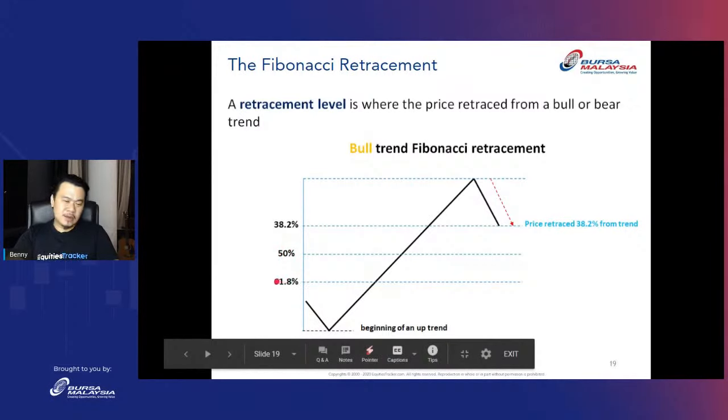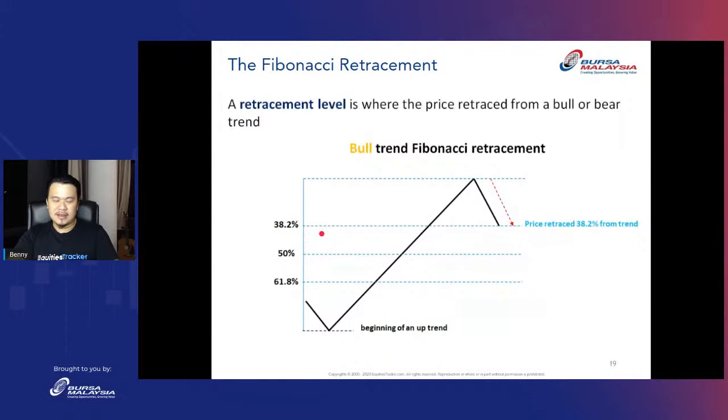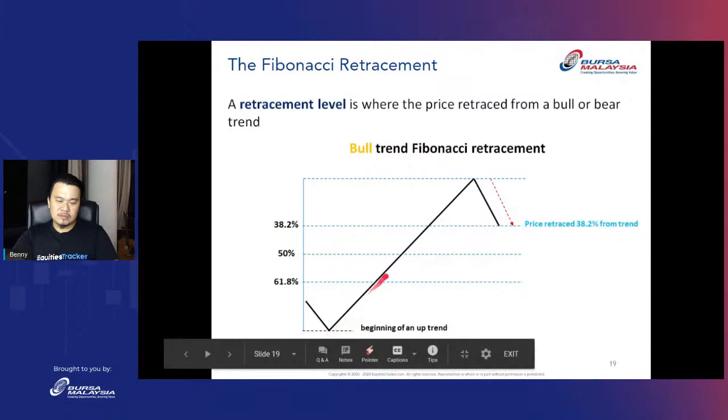Okay, the 61.8 and 38.2 are, in fact, just opposite. All right, so if you label this wrongly, it's also okay, because at the end of the day, you just want to find where the levels are. Okay, so if the price pulls back to this level here, that means it has retraced 38.2% from the bullish trend.